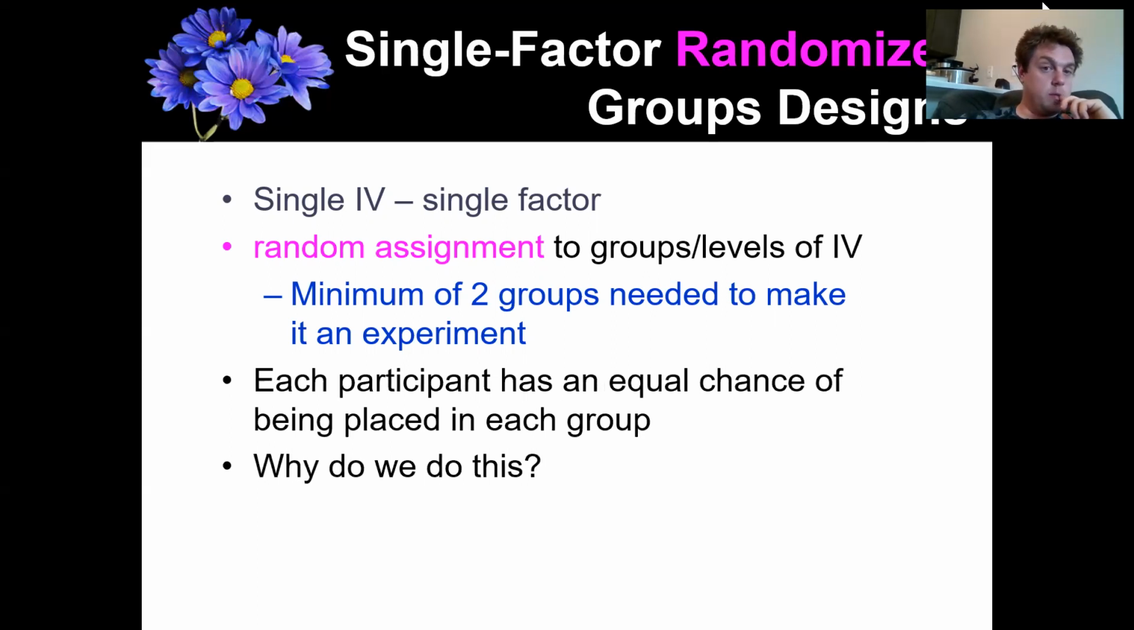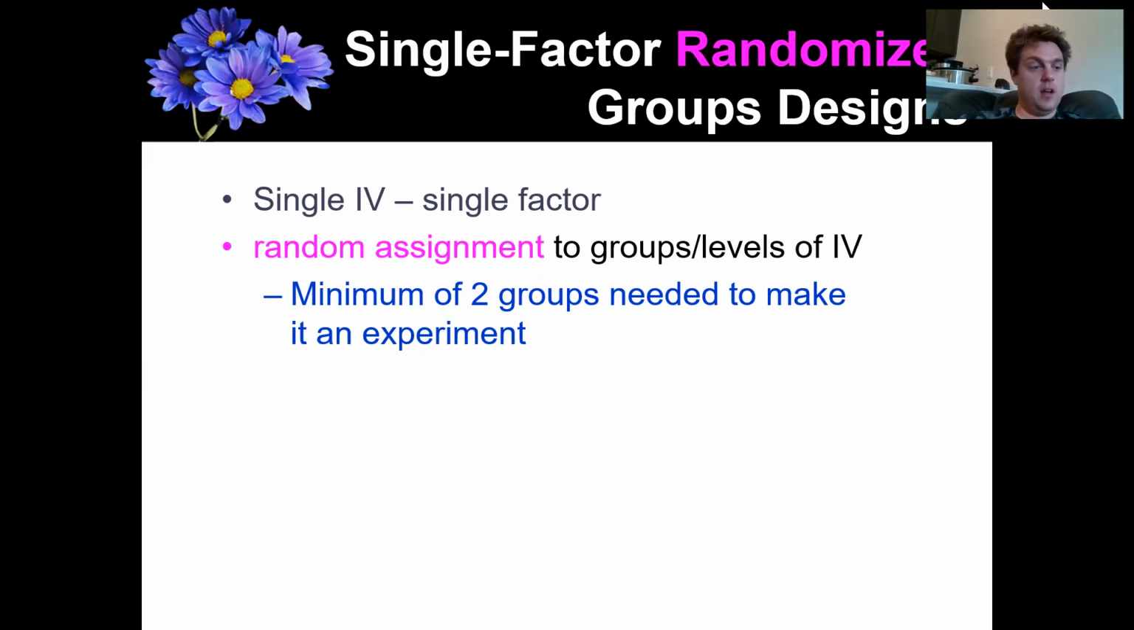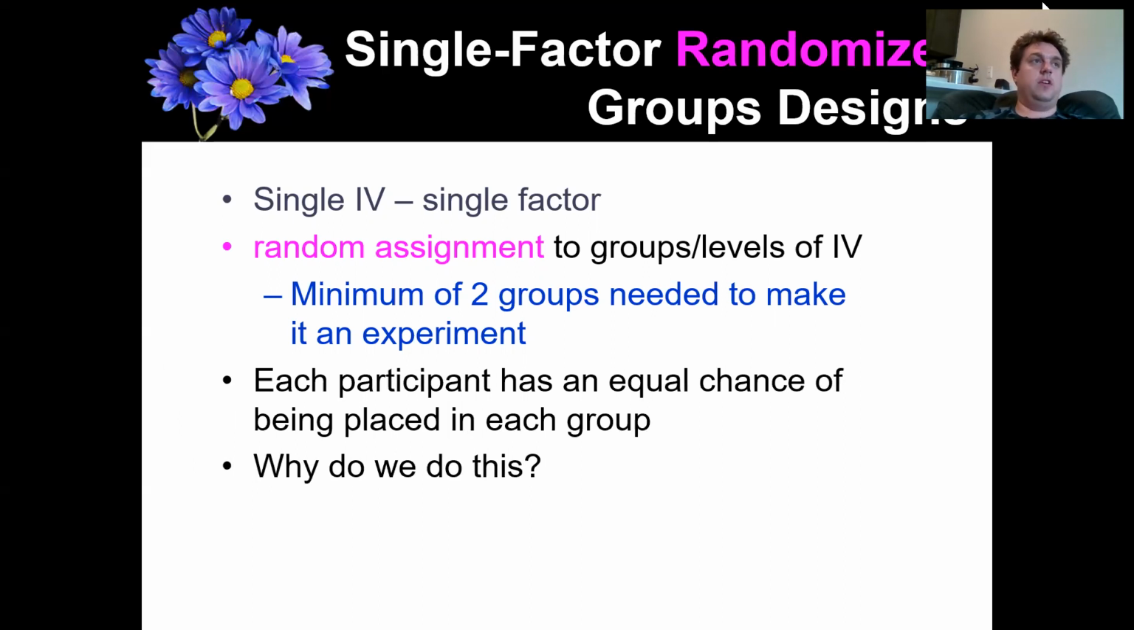Now, the key assumption behind a between subjects design, that we've kind of touched on already, is that you're going to randomly assign people to conditions. Okay. So each participant has an equal chance of being placed in each group or each treatment or each condition.